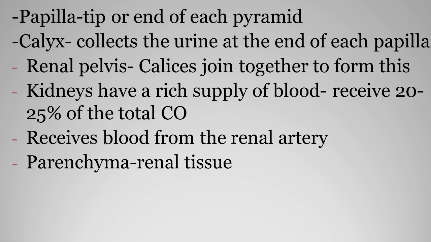I think the important thing to remember when we're talking about kidneys is that it has such a rich supply of blood. I mean, look at this. It receives about 20 to 25% of the total cardiac output. It receives blood from the renal artery, and we give the renal tissue a fancy name: parenchyma.